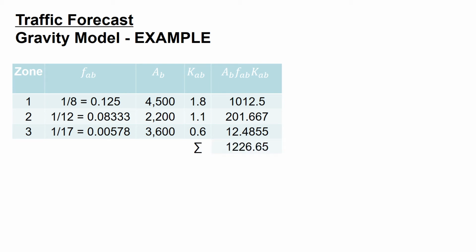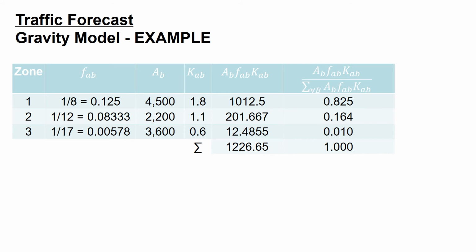We need to sum that, and we're going to get a sum of 1,226.65, and that's going to be the denominator in our gravity model. So that's going to be an important variable that we're going to use. Essentially what we're going to do now is go back in our next column and divide each one of those individual values by that total. And so that's what we're doing here. And we'll see that total is 1.